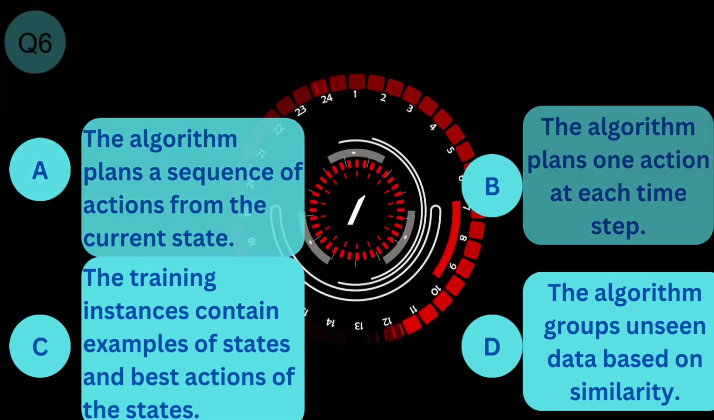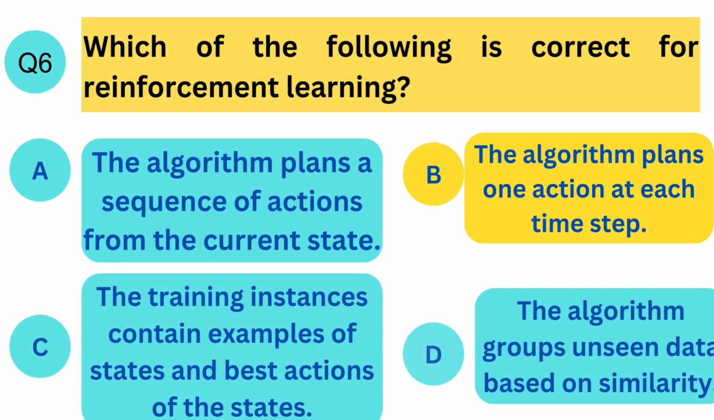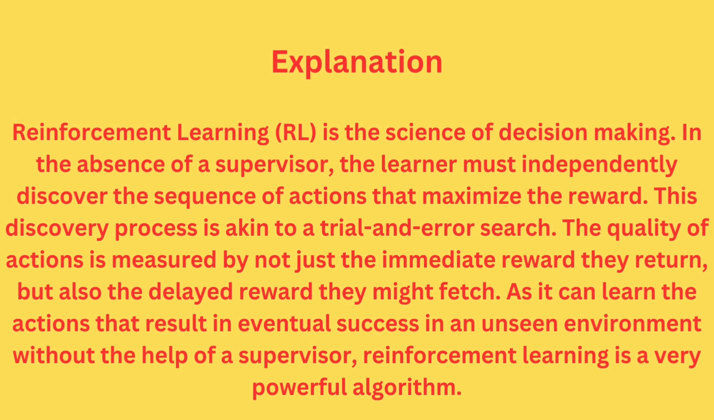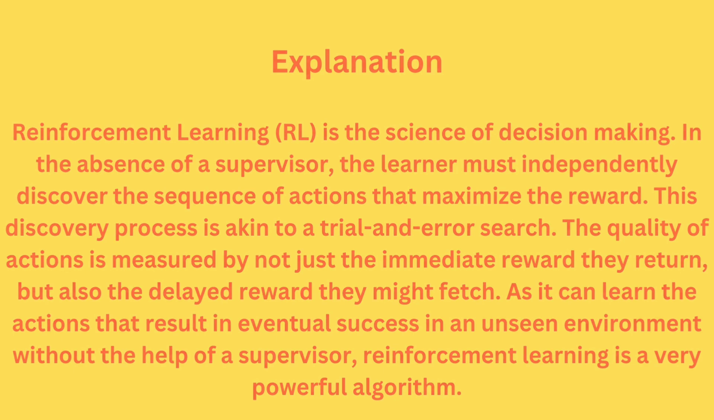Answer is B. Reinforcement learning, RL, is the science of decision making. In the absence of a supervisor, the learner must independently discover the sequence of actions that maximize the reward. This discovery process is akin to a trial and error search. The quality of actions is measured by not just the immediate reward they return, but also the delayed reward they might fetch, as it can learn the actions that result in eventual success in an unseen environment without the help of a supervisor.